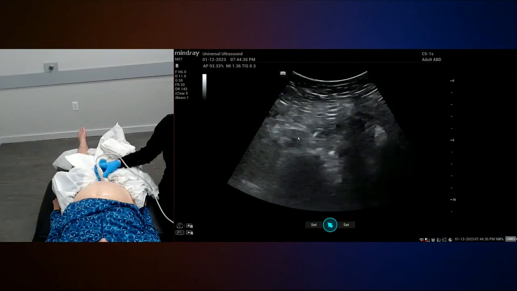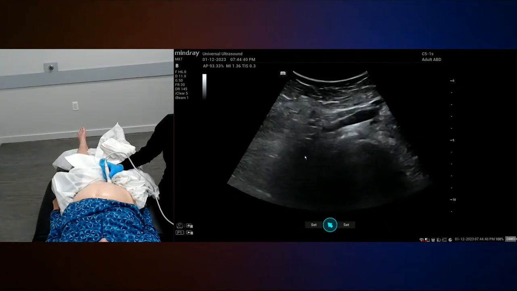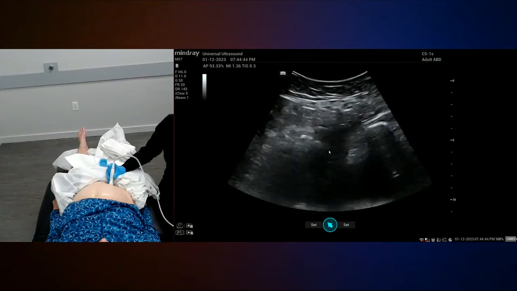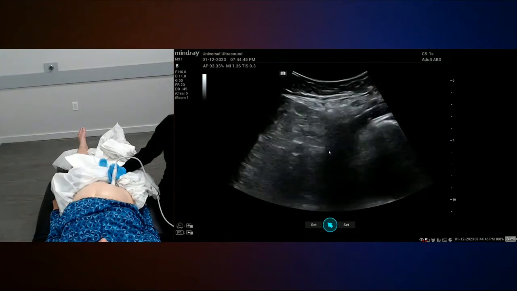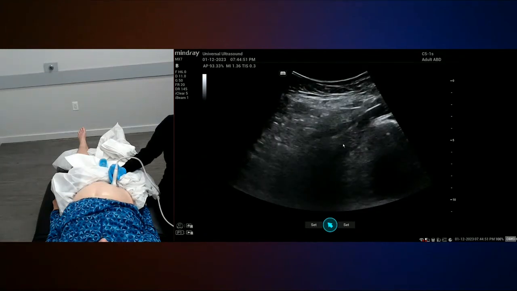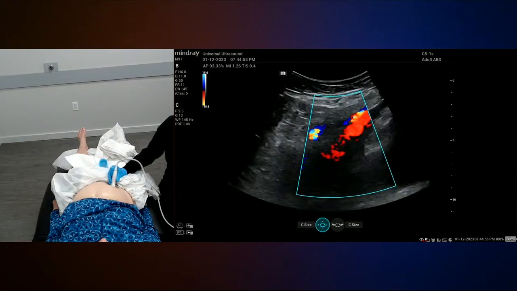So I'm going to go in the longitudinal view. You can see the femoral head here, and then we can follow it all the way up. As you see, I've got a really nice view of the external iliac vein. And then again, you don't want to over-angulate. So here's the artery and here's the vein right underneath. And then always throw your color on to help guide you through.